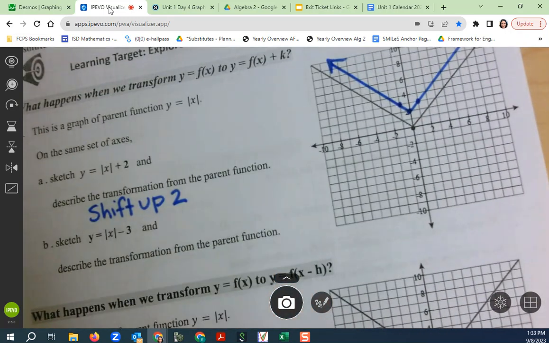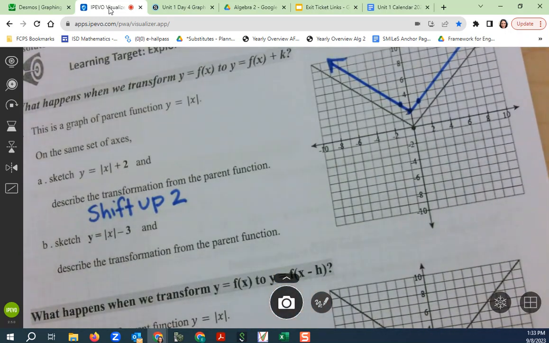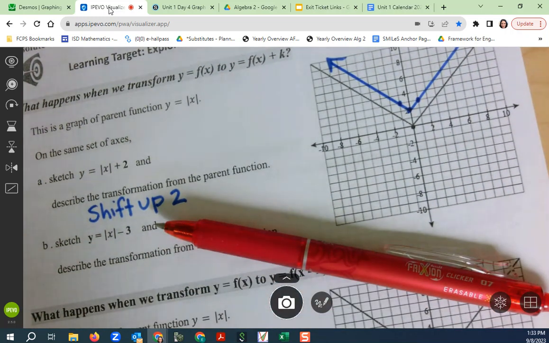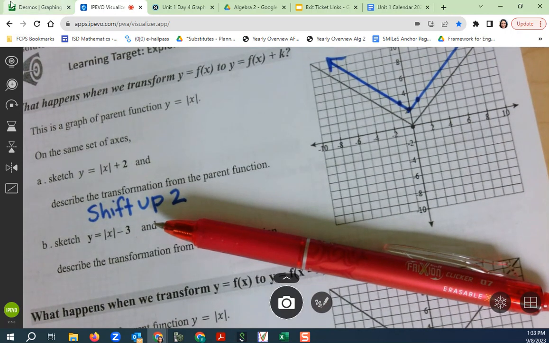Okay, and then I'm going to choose a different color. Let's see what I have. I've got red. Okay, I'm going to choose a different color for the next one, and then I'm going to put this one into Desmos too. So I'm going to do that, but you work at your own pace and do yours right now.